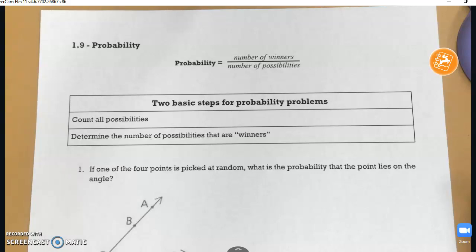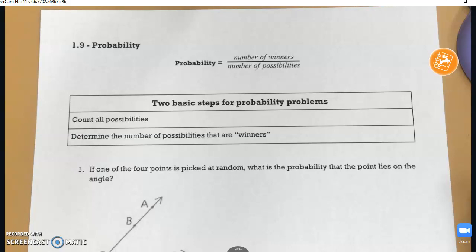Alright, we are going to do a very brief lesson on probability today. Probability is just your number of winners over your number of possibilities. So our answer for probability problems are always going to be a simplified fraction. And our two steps are just to count all the possibilities.